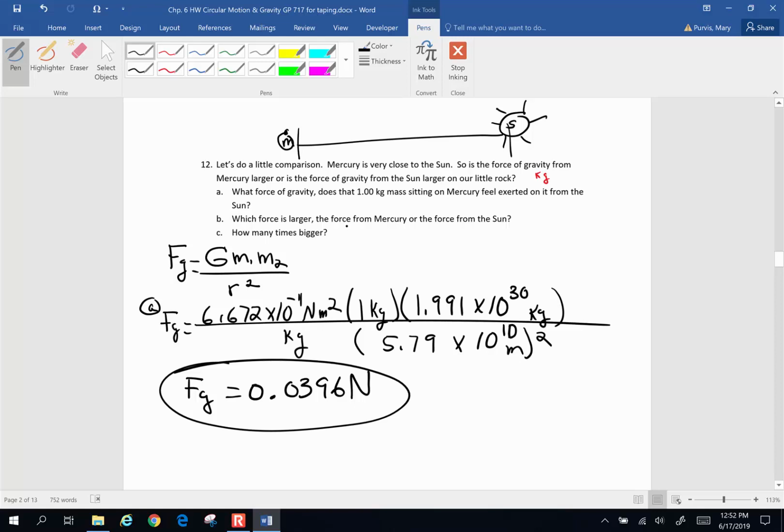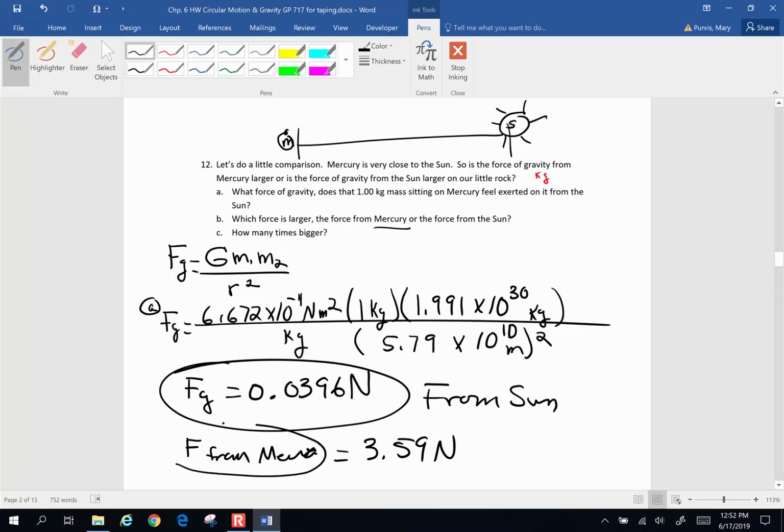Which force is larger, the force from Mercury or the force from the sun? Now this is from the sun, and if I look back to my previous problem, the force from Mercury, the answer I got was 3.59 newtons. So which force is larger? Well, obviously the force from Mercury is much, much larger.